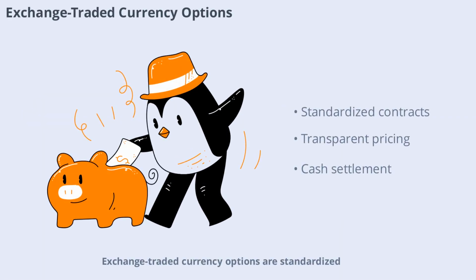Exchange-traded currency options are standardized contracts listed on regulated exchanges. In India, these include options on USD-INR, EUR-INR, GBP-INR, and JPY-INR, as well as cross-currency pairs like EUR-USD. These contracts have fixed lot sizes, strike price intervals, and expiry dates. Trading is transparent, with prices discovered through market interaction. Settlement is usually in cash, based on reference rates published by authorized agencies.